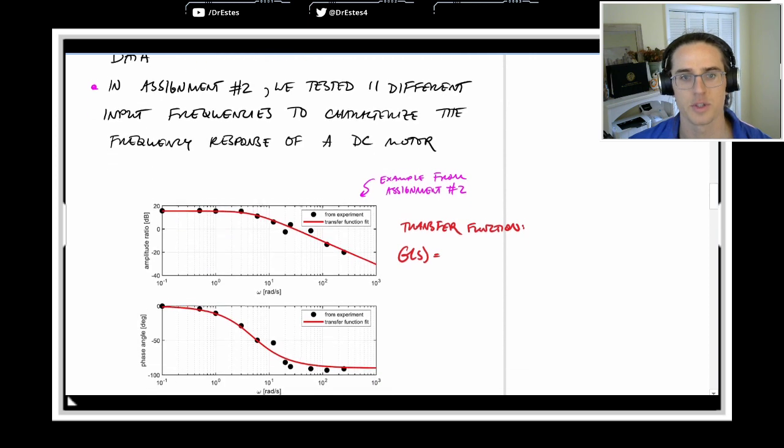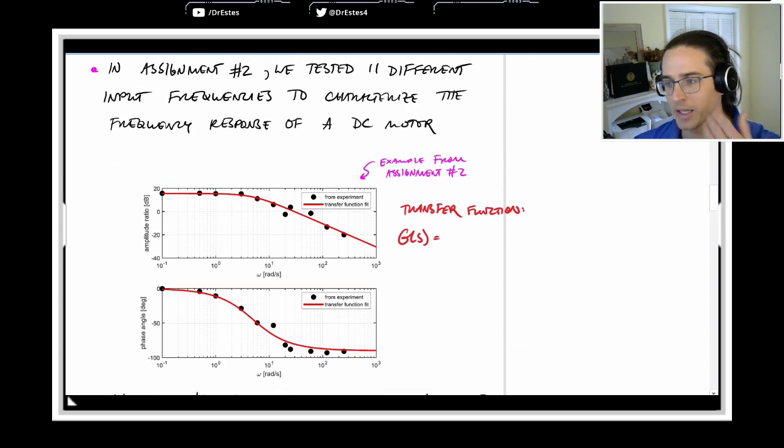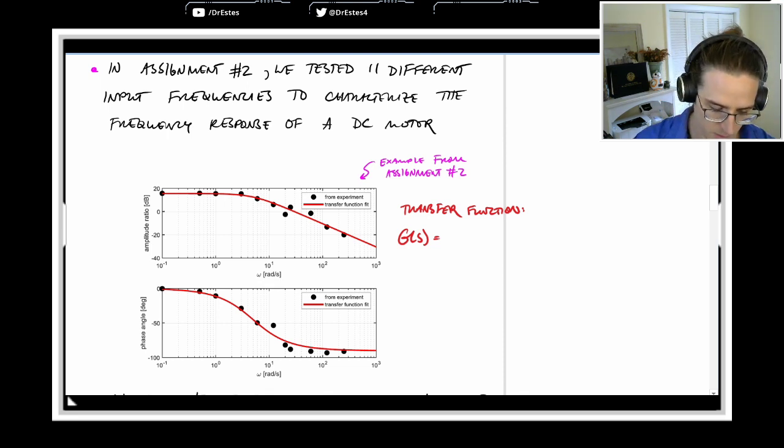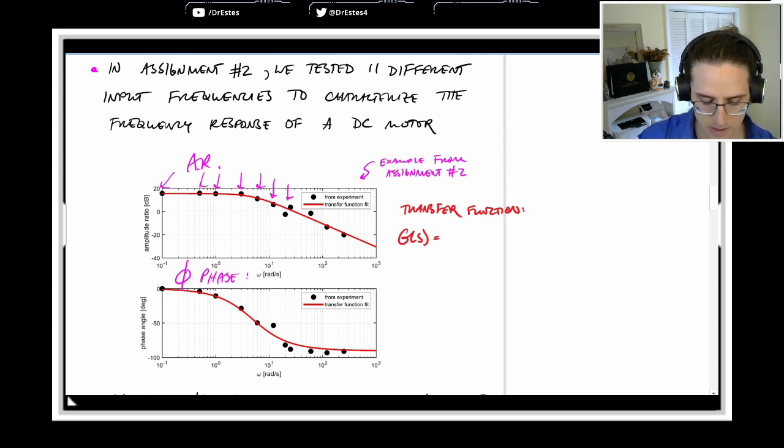This isn't the solution to assignment 2, it's just an example that I give in the assignment write-up. Say we do like 11 different frequencies and we test. So this top plot is the amplitude ratio. This bottom plot is the phase. So like how much of a delay do we get?